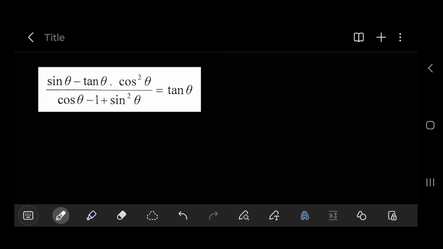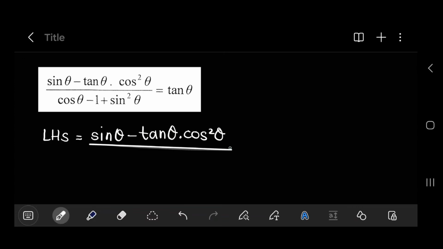Here we have question 5, and we're going to start off by writing down the left hand side. So we've got left hand side is equal to sine theta minus tan theta times cos squared theta all over cos theta minus 1 plus sine squared theta. Now where do we start?